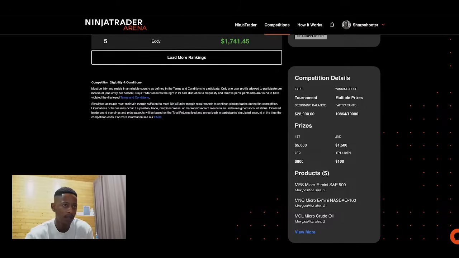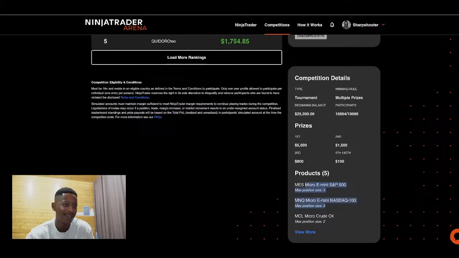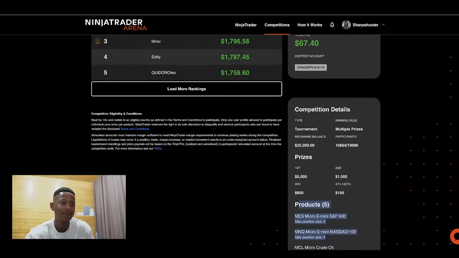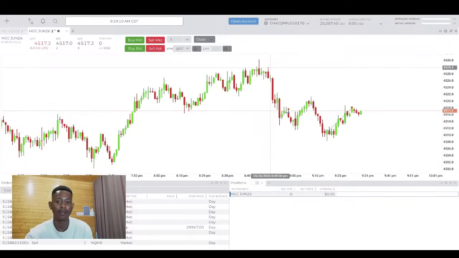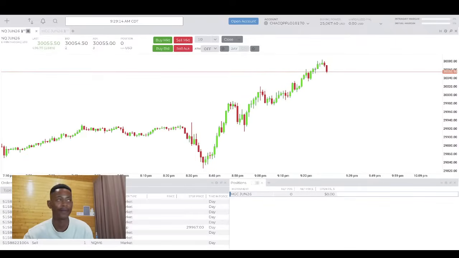Oh, here's the products. MES, MNQ. I can only trade these. I was trading NQ, but here it's MNQ. But didn't I search for that? Wait, let me see. Oh, it's NQ. Let's see. Let's go.